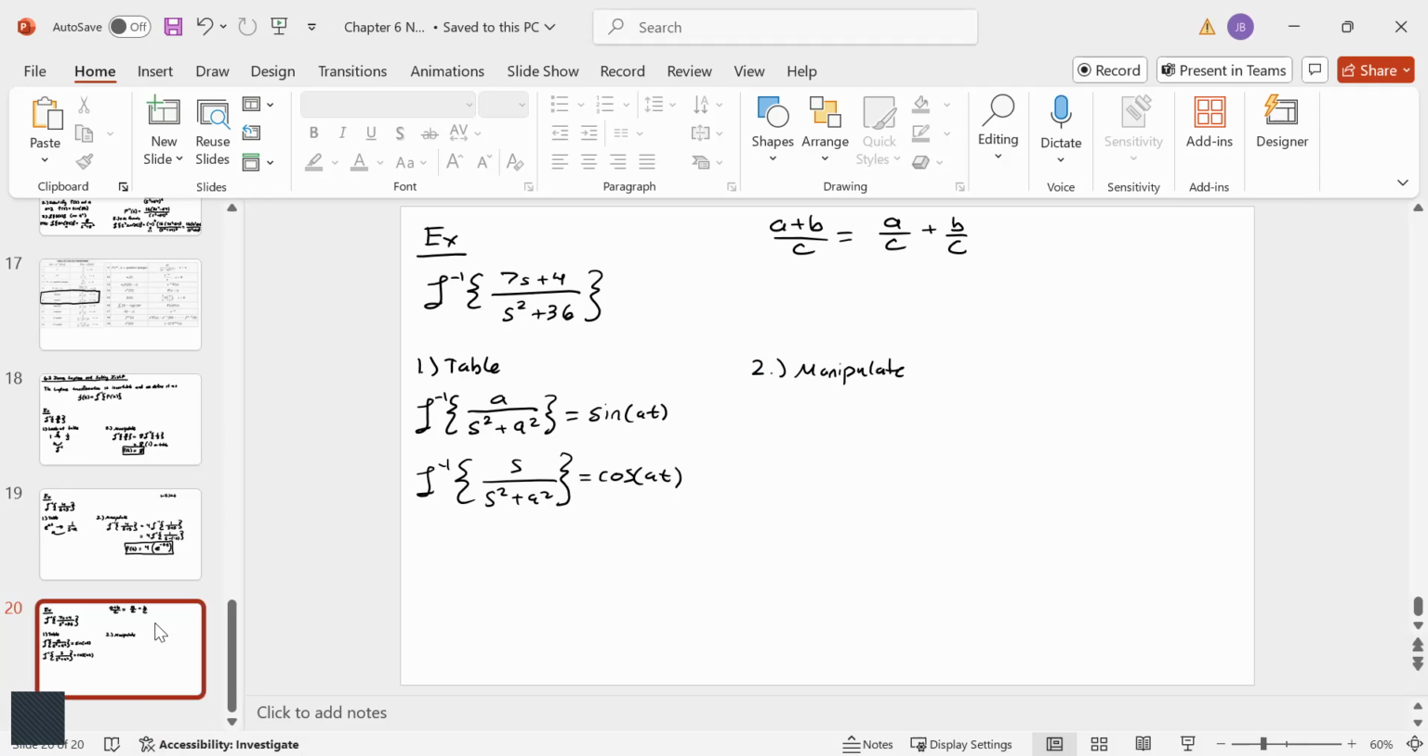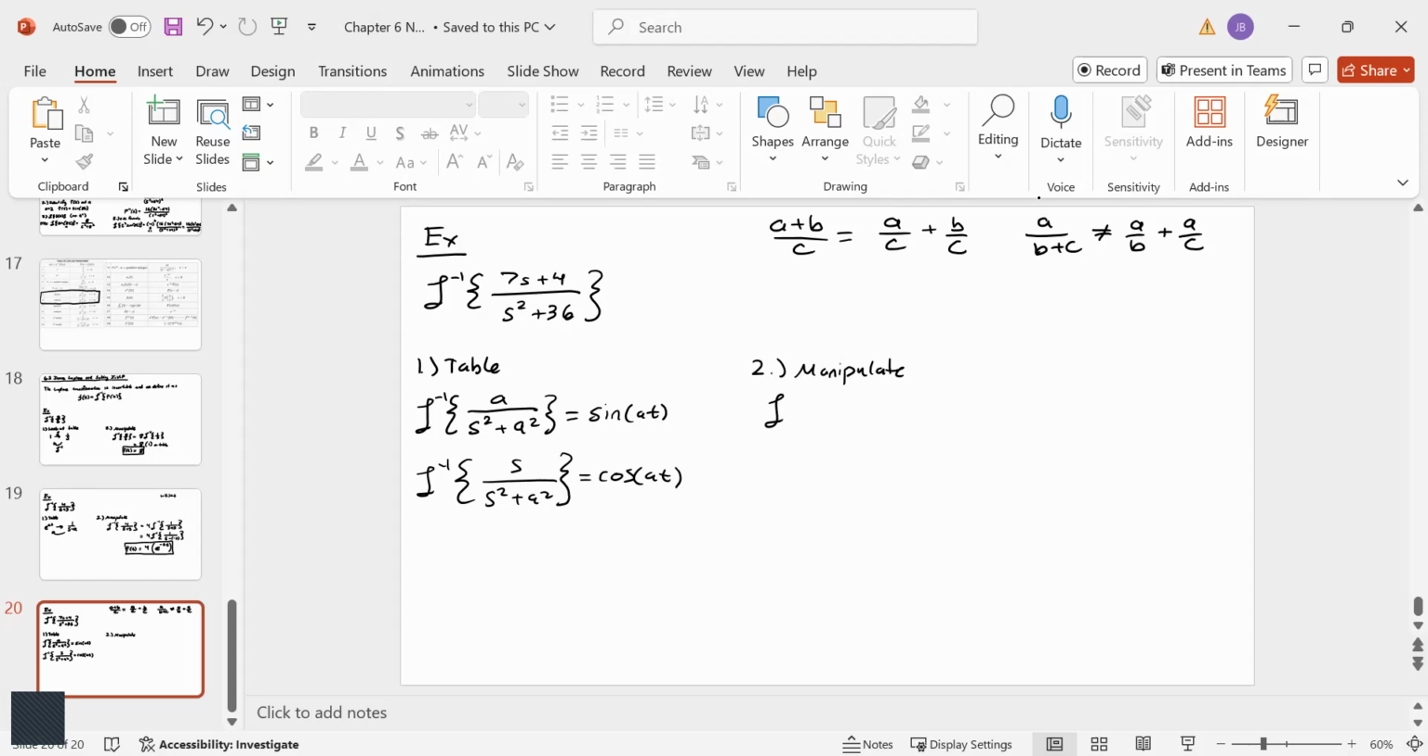What you are not allowed to do, and I've seen many people do this, is say A over B plus C equals A over B plus A over C. It would be amazing if that were true, because then we would never need partial fraction decomposition. But unfortunately, that does not work. So we have to keep that in mind. So we're going to use that property.